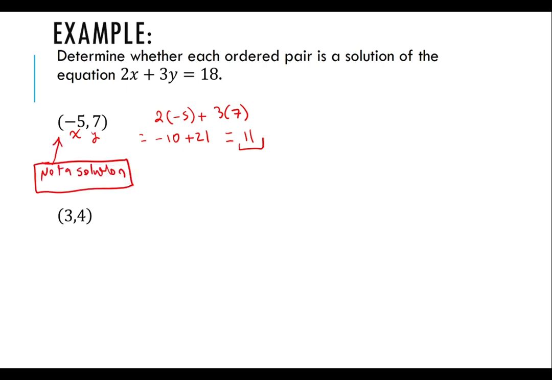Now let's try 3, 4. So replace the same way. 2 times 3 plus 3 times 4. 2 times 3 is 6, plus 3 times 4 is 12. 12 plus 6 is 18. 18 does equal 18. This checks out. So this is a solution.